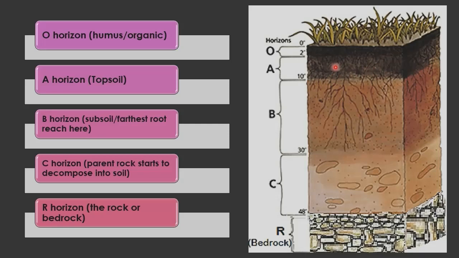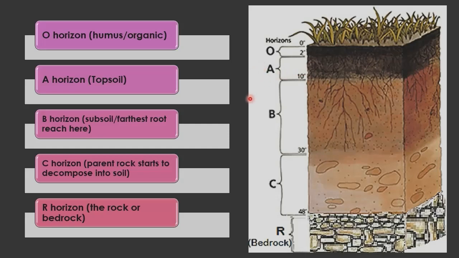And this organic matter that has turned into humus is black because of the decomposition, and this is going to provide the vital nutrients for the plants that will grow on the soil. So this is again the A horizon.